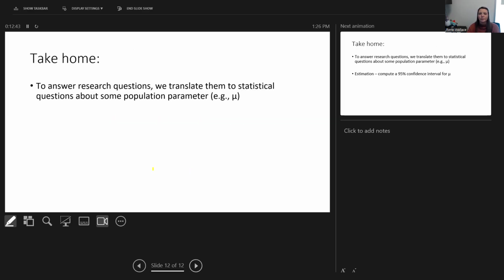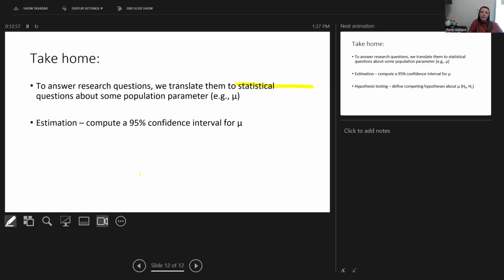So what's my take home? To answer research questions, we have to turn them into statistical questions about some population with a parameter like mu, like a mean. So we could do it two ways, right? The first way was estimation and the second way was hypothesis testing. If we're estimating, we have to compute our confidence interval, a 95% confidence interval for mu. Or we could use hypothesis testing, where we defined competing hypotheses: the null hypothesis and the alternative hypothesis.